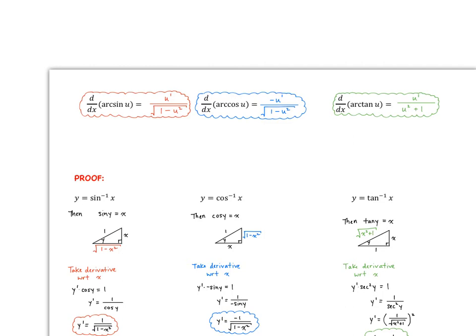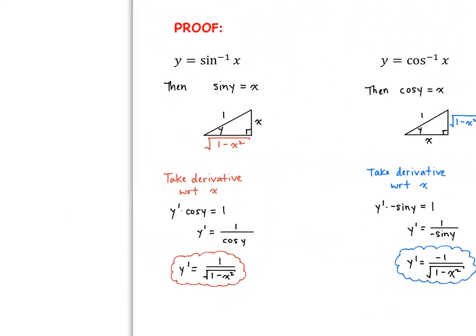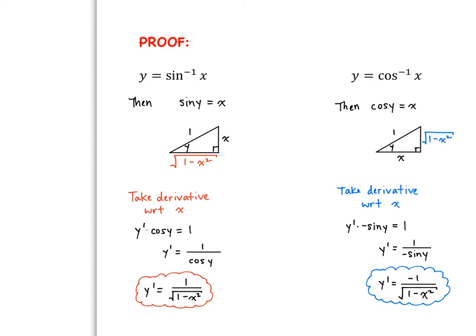Okay, so let's first look at taking the derivative of arc sine of u. All right, so here we go. Our first proof, if we are looking at y equals the inverse sine of x, or arc sine, then we could go ahead and say, well, that means the sine of y equals x. So we're going to create this triangle here where y is our angle and the sine is equal to x, so that's x over 1. Using the Pythagorean theorem, we get the third side to be the square root of 1 minus x squared.